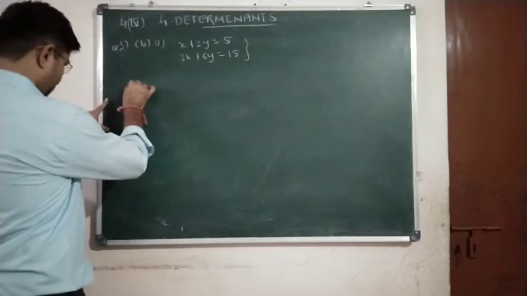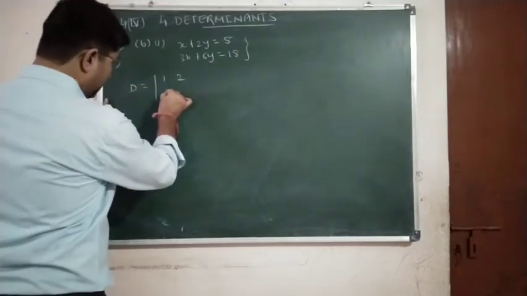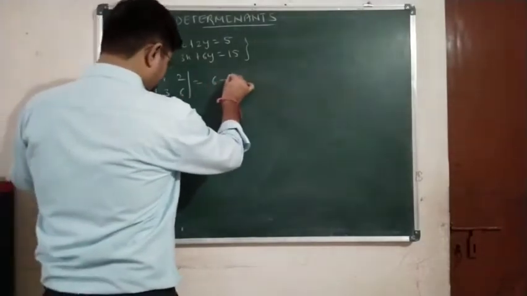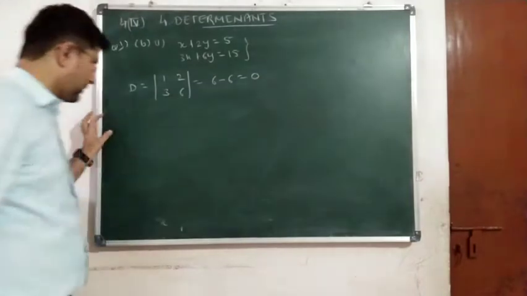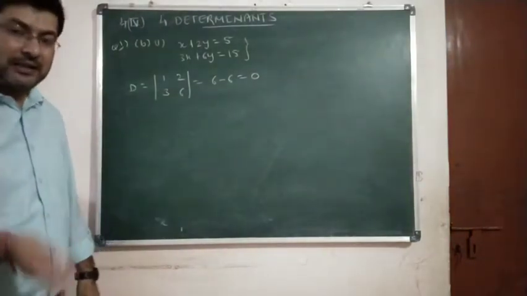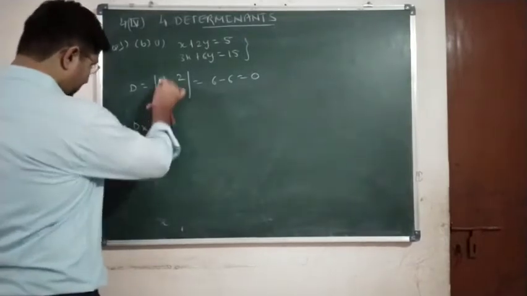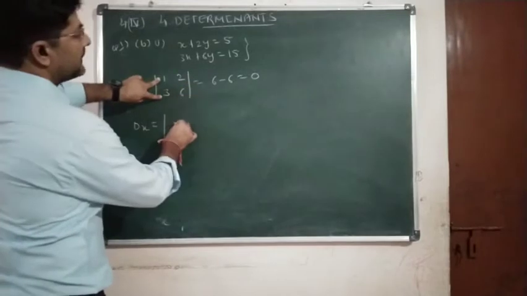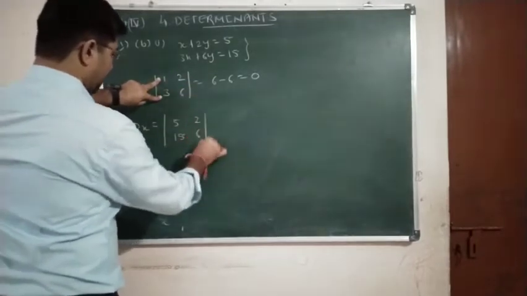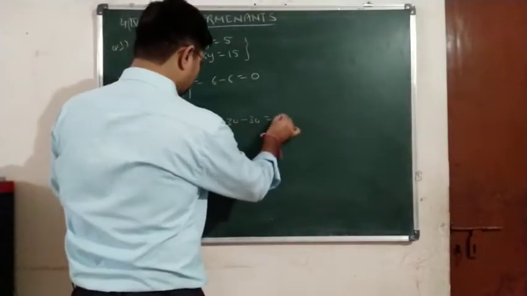So let us first find out d. Over here, determinant d is 1 2, 3 6, which is 1 times 6 minus 3 times 2, equals 0. Since d is 0, we will check whether dx and dy are 0 or not. So let us check dx. Now 1 and 3 will be replaced by 5 and 15, with 2 6. Now let us solve: 6 fives are 30, 15 twos are 30.